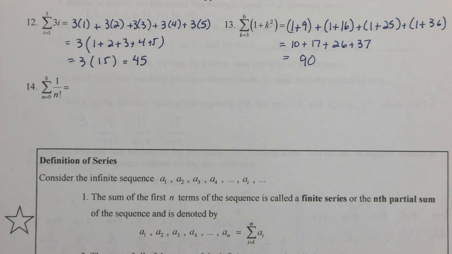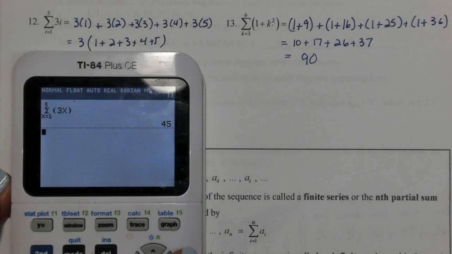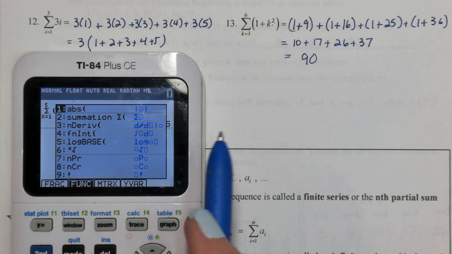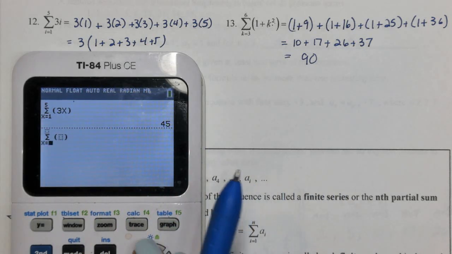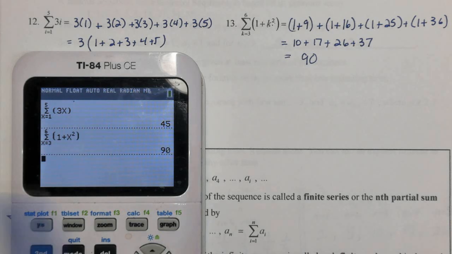Okay, number 14. Oh, and we could check that on our calculator. Let's go and check that on our calculator. Why not? So I go to my F2, number 2. x is going from 3 to 6. And my equation is 1 plus x squared. And it is 90. Check.